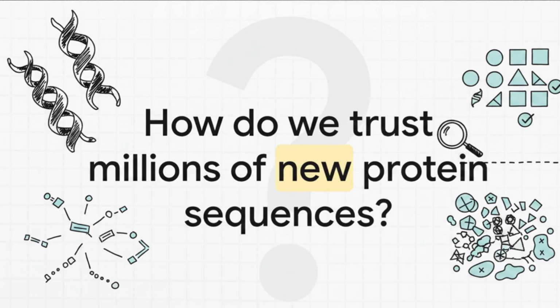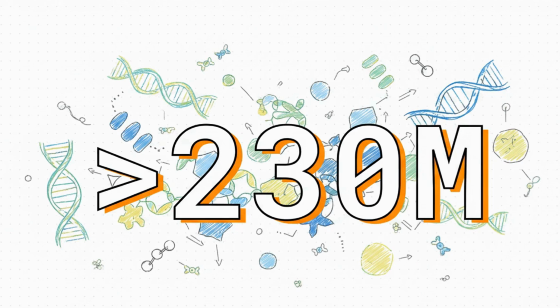So the big question is, how do we tell the difference between reliable, verified info and all the raw, unreviewed predictions? And just to give you a sense of the scale here, we are talking about over 230 million protein entries that are just computationally predicted, mostly from automatically translating DNA sequences. It's an absolutely staggering amount of data to sift through.